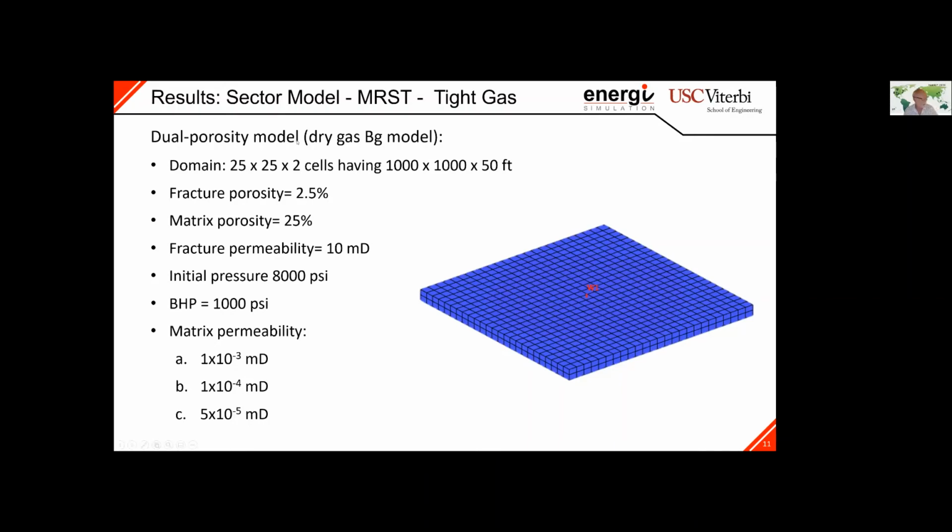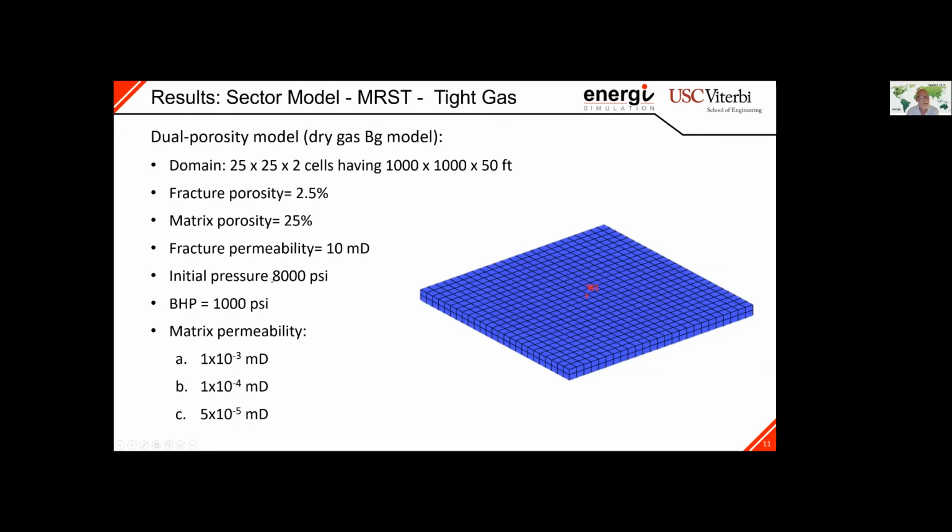We pick a simple model here, just dry gas. The domain we have is 1,000 by 1,000 by 50 feet, and we divide it up into a number of matrix blocks. Fracture porosity is lower than the matrix porosity. We have a fracture permeability of 10 millidarcy, and we start with relatively high pressure.